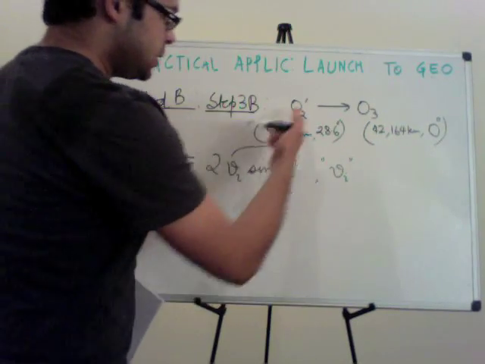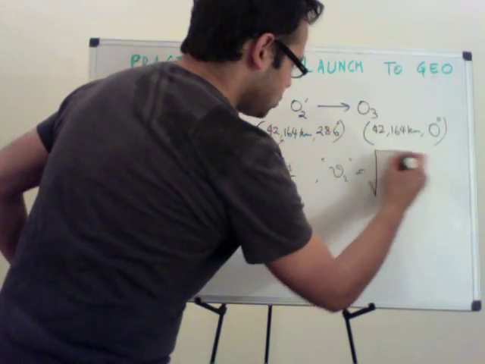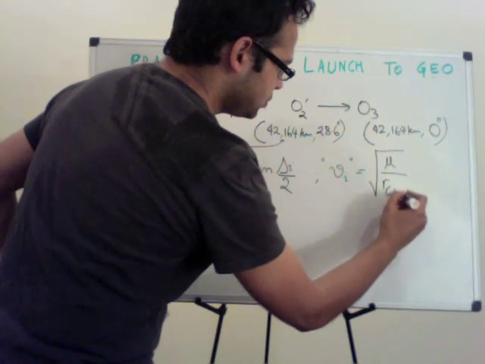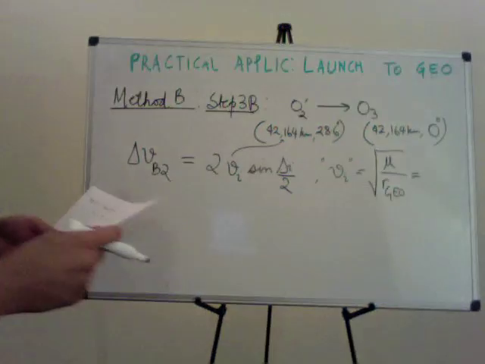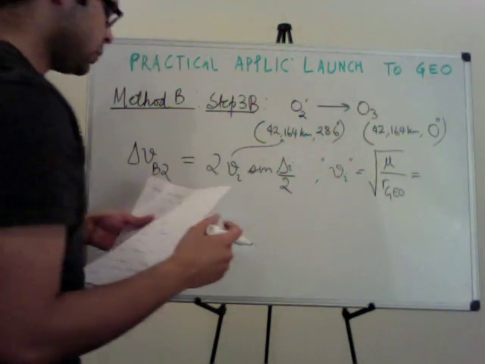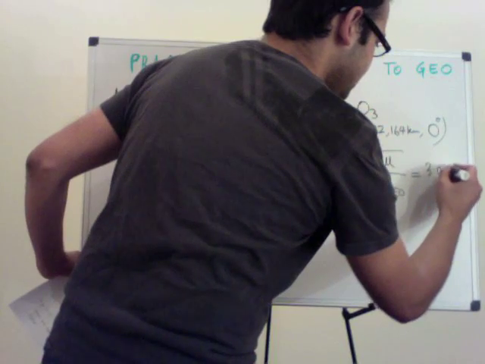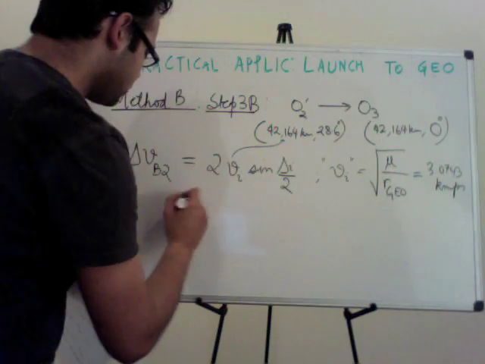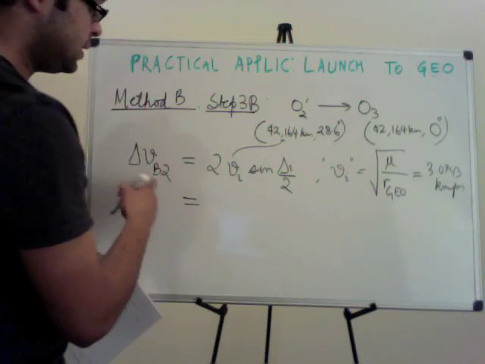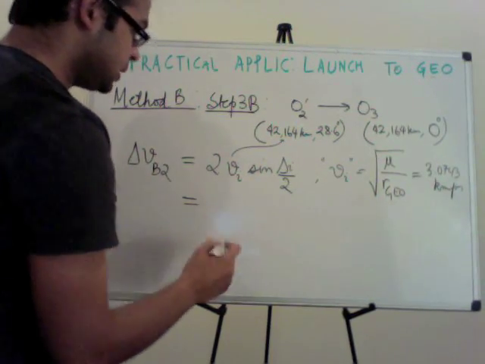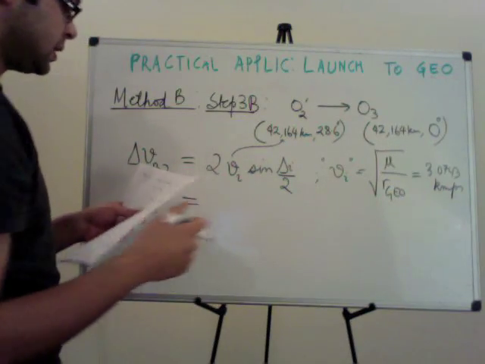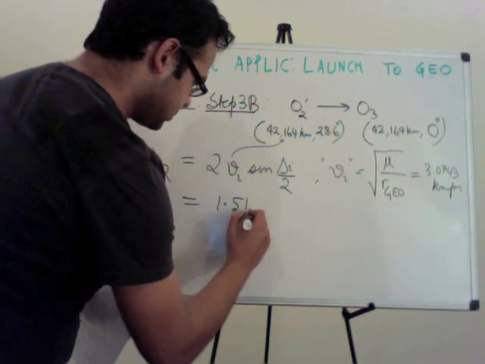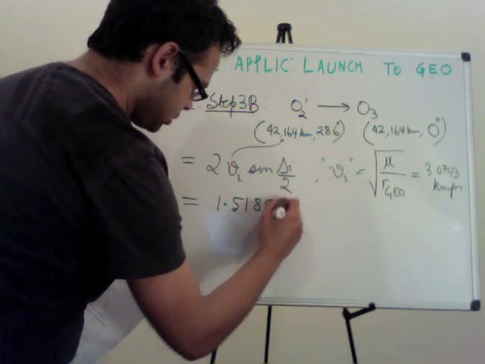So the initial speed now, corresponding to O2 prime at this radius RGO, is much smaller, 3.0743 kilometers per second, and therefore delta V B2, which is the plane change maneuver, is, put this Vi in here, and delta I is the same, 28.6 degrees, and this turns out to be much less kilometers per second.